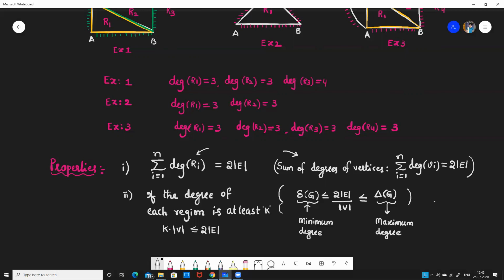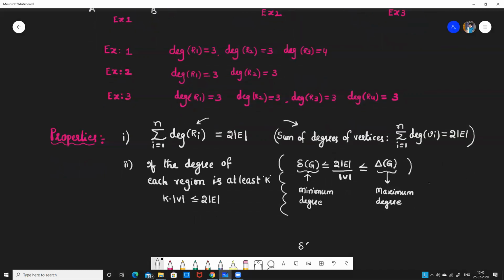For example, if you see the sum of degrees of vertices theorem, what is the minimum degree of all vertices here? Minimum degree of all vertices equals small delta of G. Therefore, we can write small delta of G times the total number of vertices must be less than or equal to 2 times the number of edges, which is less than or equal to capital delta of G times the total number of vertices, right? We can write it like this by taking cross multiplication.